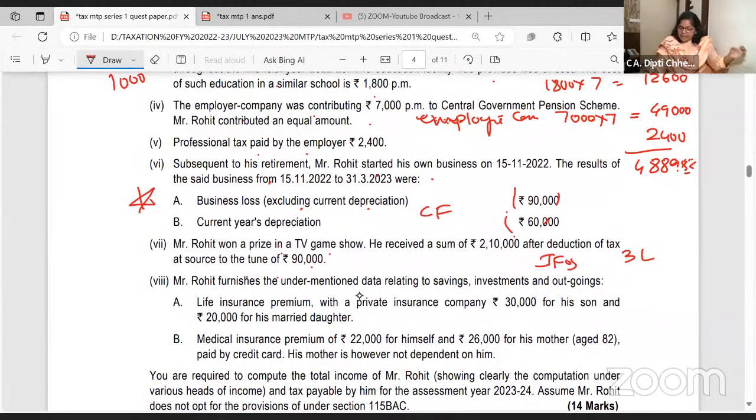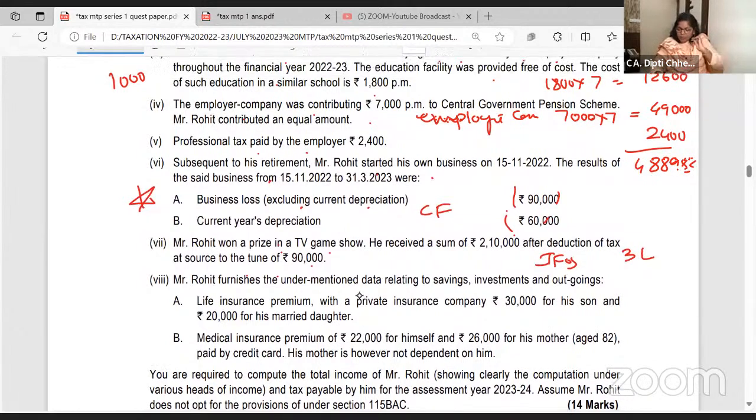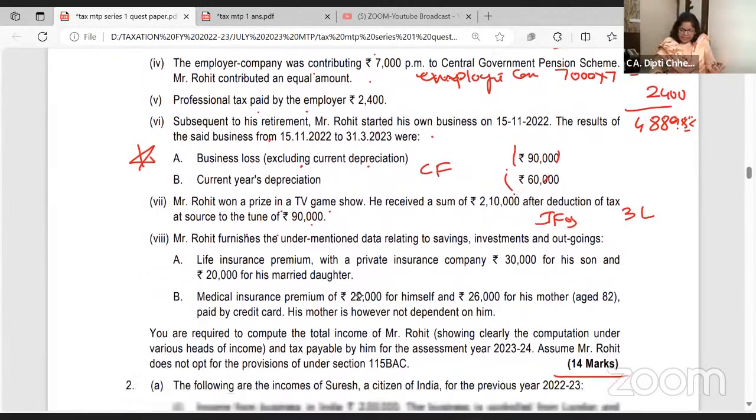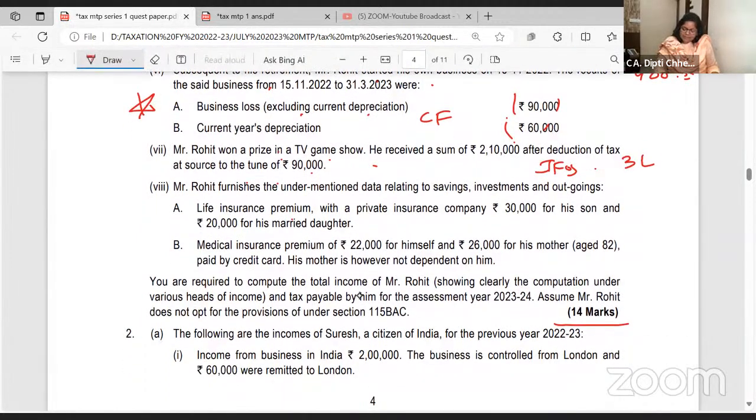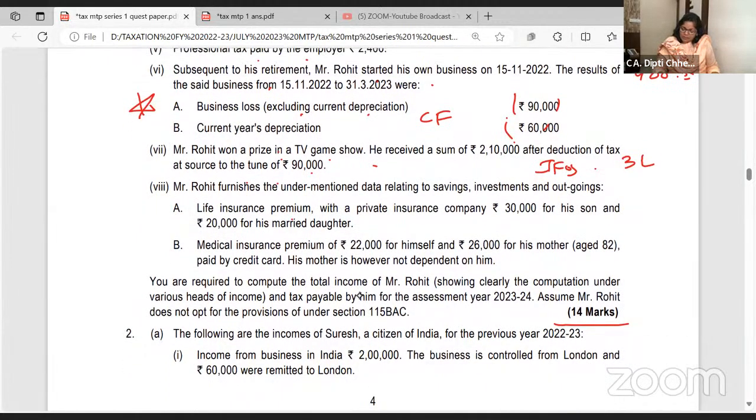488,983. Standard deduction and all. I'm doing it in the notebook. Business income will not be taxable. Other source, it will come. LIC with a private insurance, 30,000 for son.